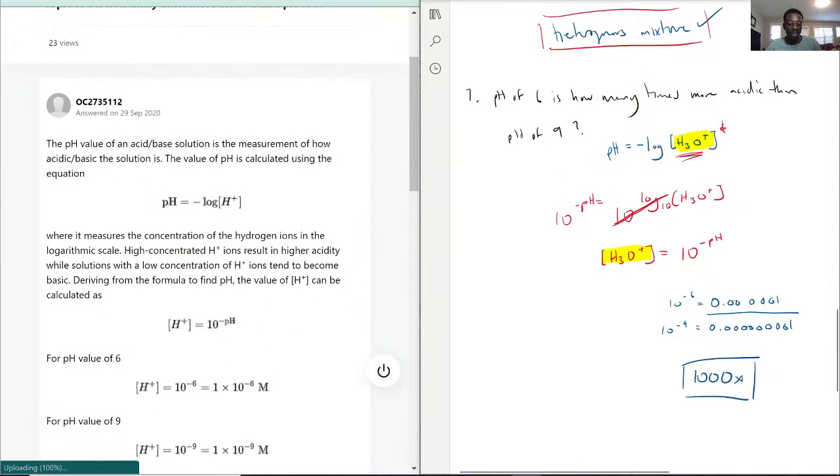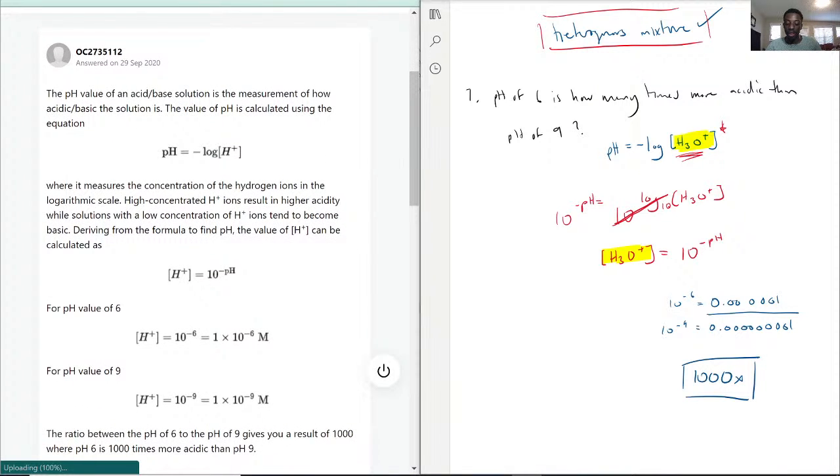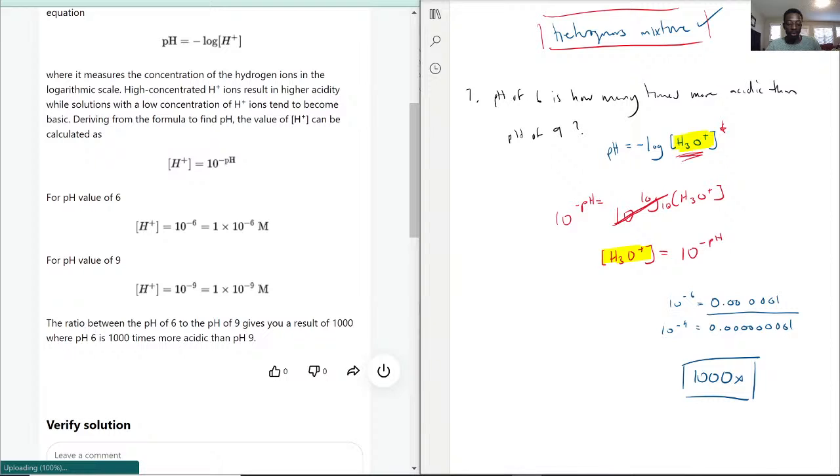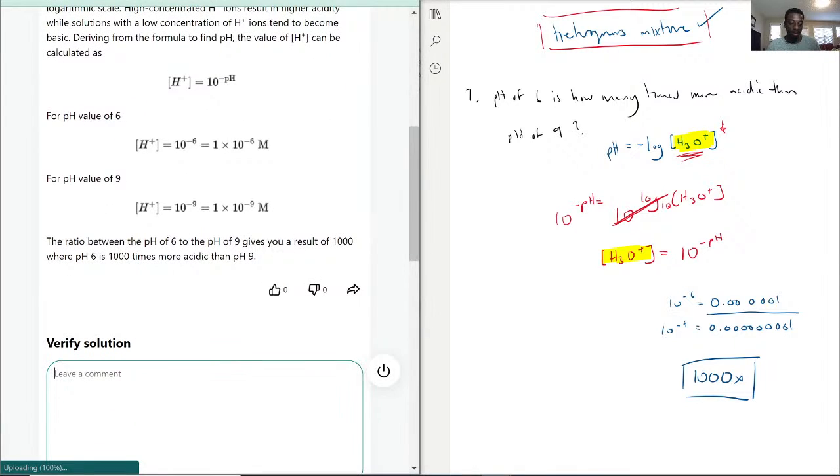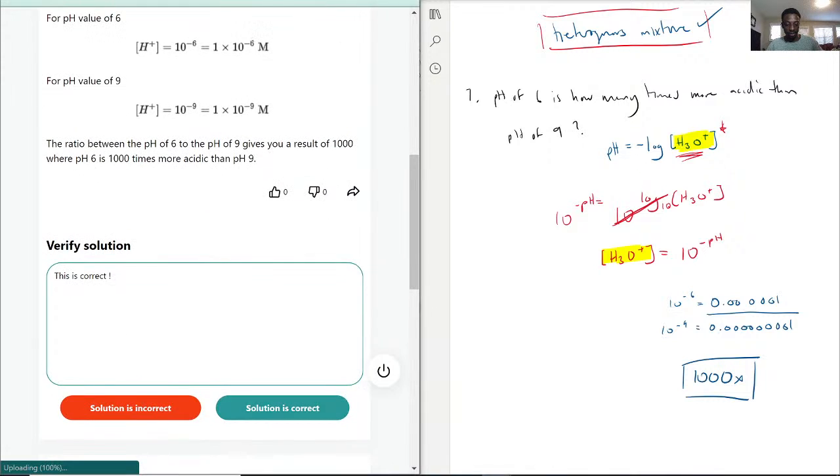Okay? And you can see here exactly, they flipped the formula over, which is what we got. And then they got these two values, and when you divide them together, that's the ratio you get. So this is correct. So now we move on to question 8.